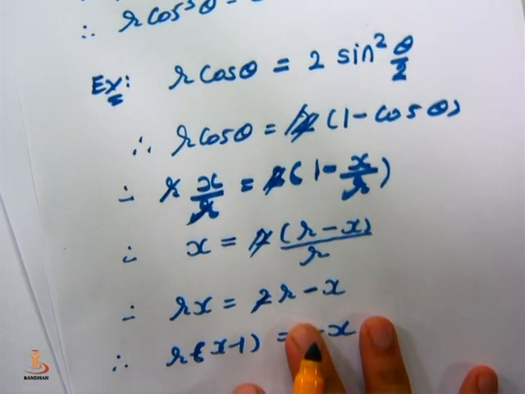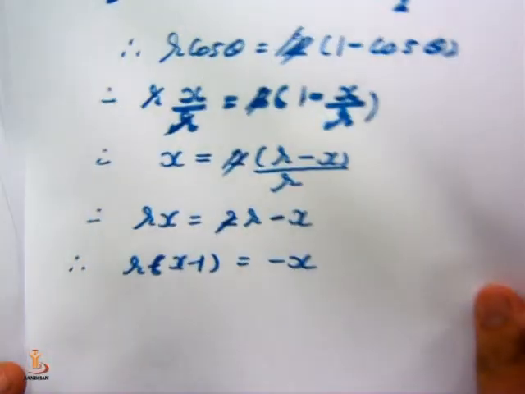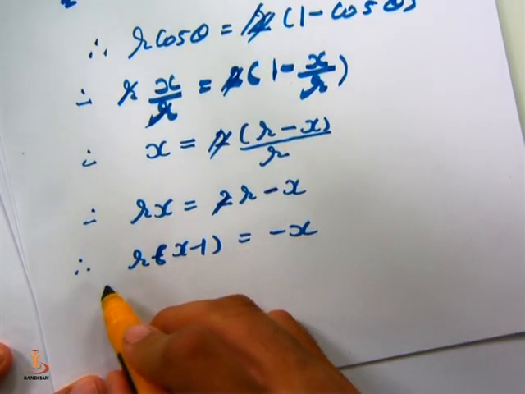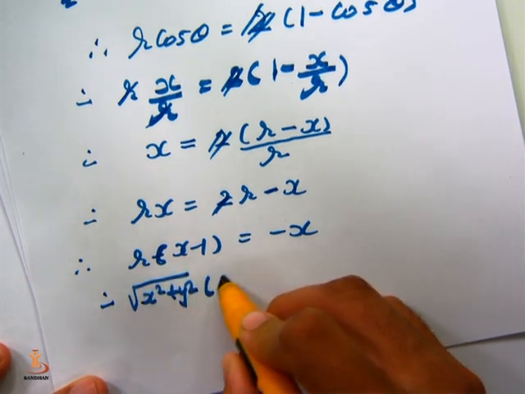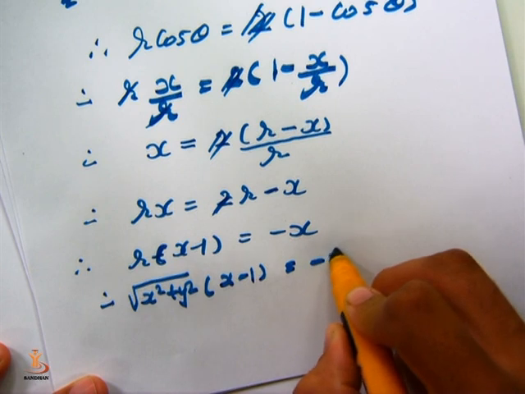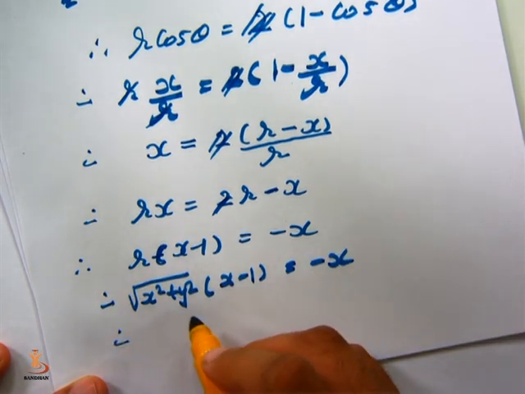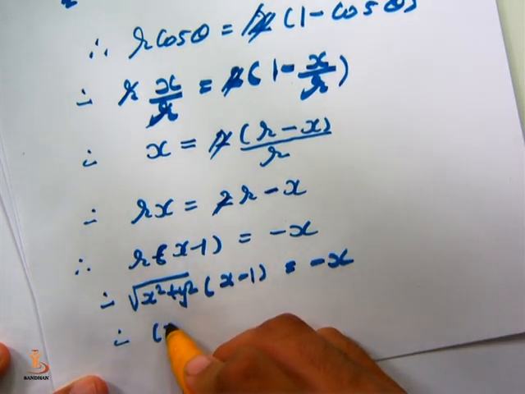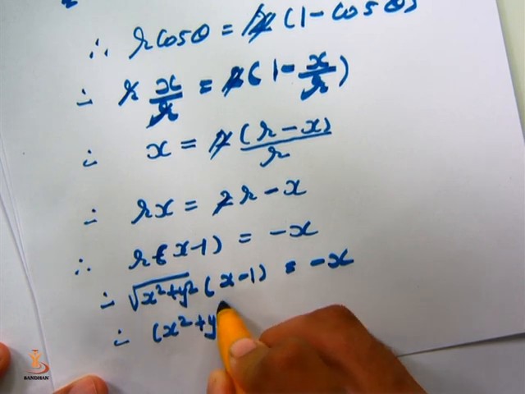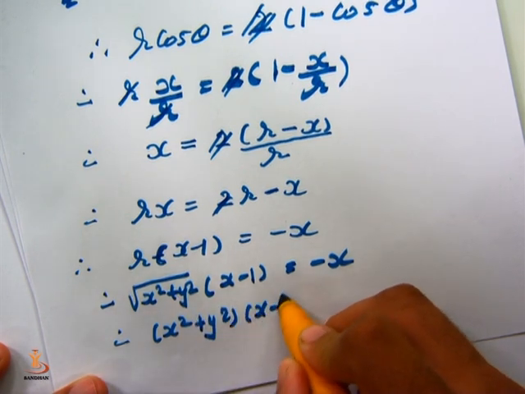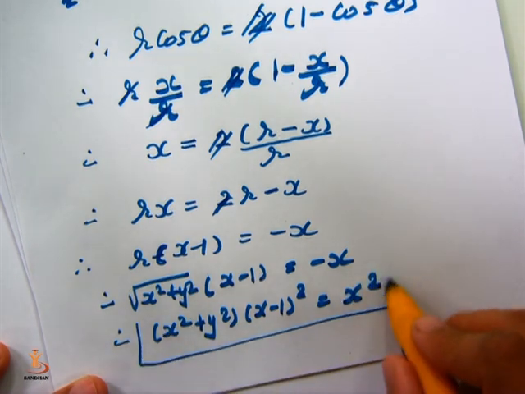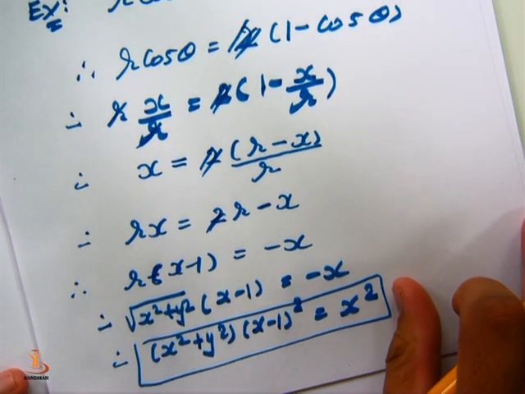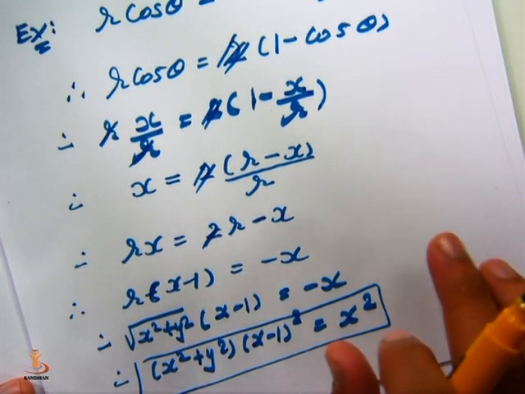Now in place of r we can put under root x square plus y square into (x minus 1) equals to 2 minus x, and for simplicity we'll square both sides. We will get our required equation: (x square plus y square)(x minus 1) square equals (2 minus x) square. So in that way we can convert this polar equation.